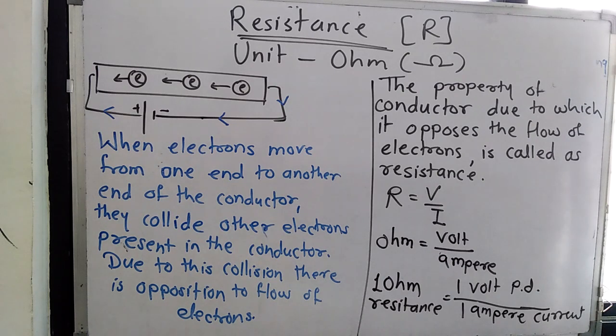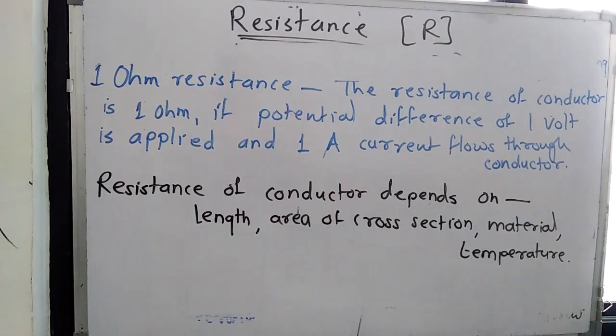then how much potential difference should be there? 1 volt, and current should be 1 ampere. So we can define 1 ohm resistance. If you know the formula and if you know the units, we can define 1 ohm resistance. The resistance of a conductor is said to be 1 ohm when the potential difference applied is 1 volt, and due to 1 volt potential difference, how much current is produced? 1 ampere current. We should write it properly.